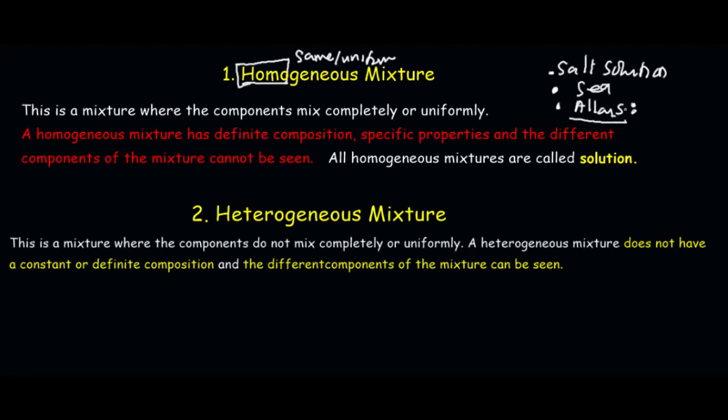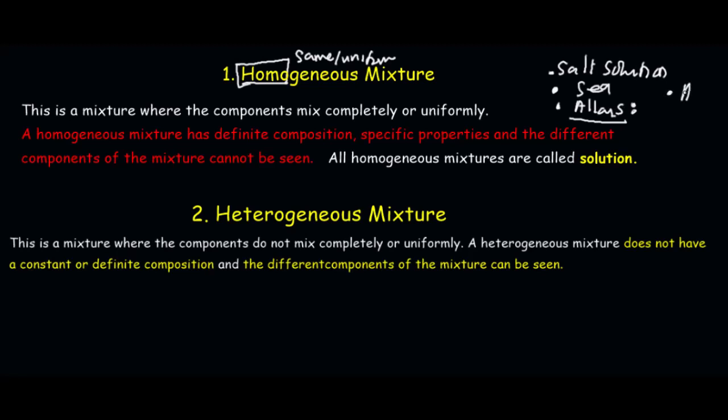So, if you take stainless steel for example, it is made up of iron, carbon and other elements. But you can't see the iron and then the carbon. They have mixed uniformly. So that becomes a homogeneous mixture.